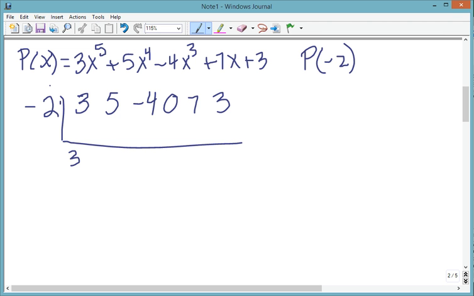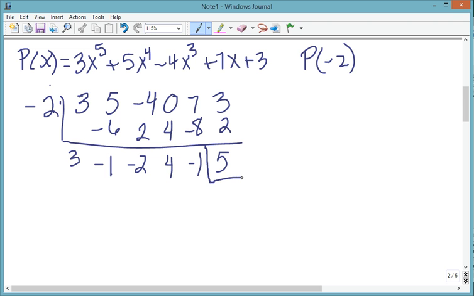So negative 2 times 3 is negative 6. I add them and get negative 1. Negative 2 times negative 1 is positive 2. And I should scoot that over a little bit. And I add them, I get negative 2. Negative 2 times negative 2 is positive 4, and I add them and I get 4. Negative 2 times 4 is negative 8, and I add them, I get negative 1. Negative 2 times negative 1 is positive 2, and I add them and I get 5.